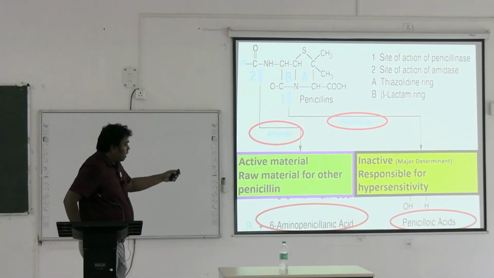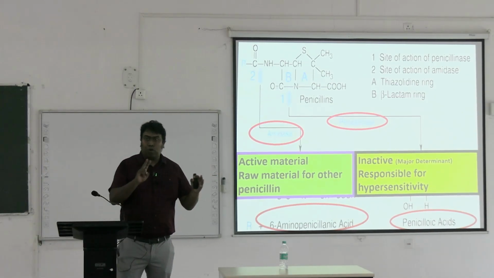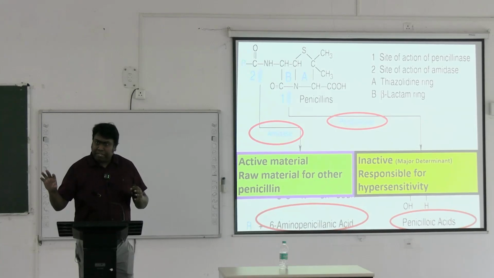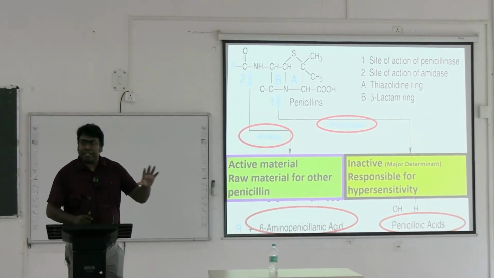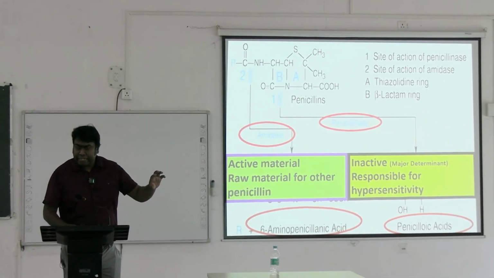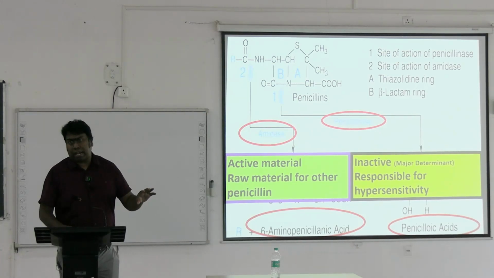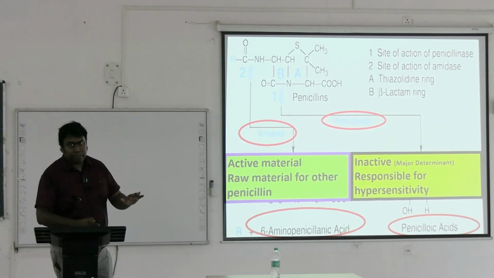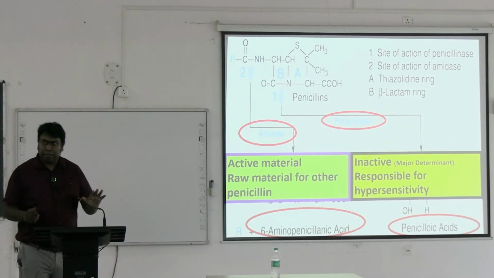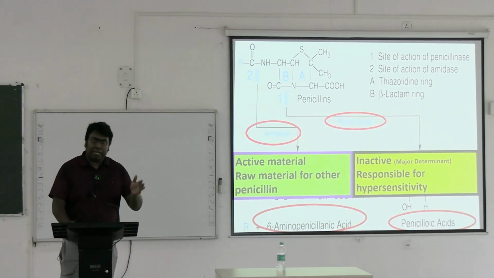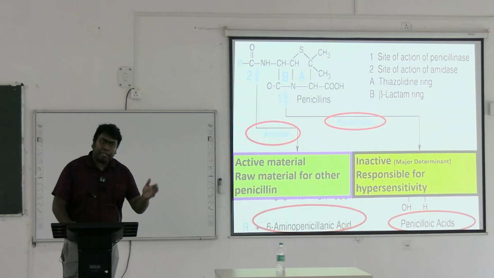So there are two harms. One is hypersensitivity activity is increased. Another one is decreased antibacterial activity or development of resistance. Is this okay so far? If the NH in the beta lactam ring breaks, who can break it?